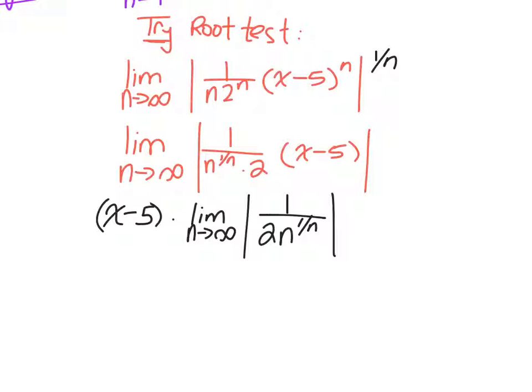All right, so we know that absolute values, they transcend the limit. So I can pull that absolute value out and make it absolute value of the limit as n approaches infinity of 1 over 2n to the 1 over n.